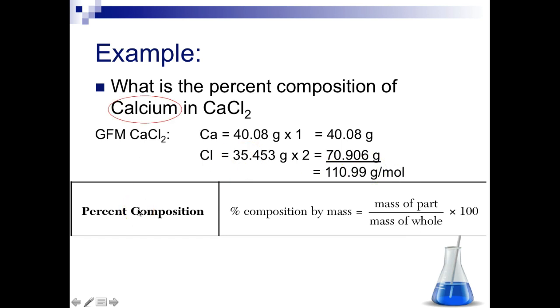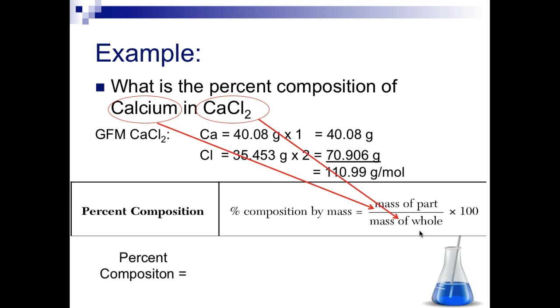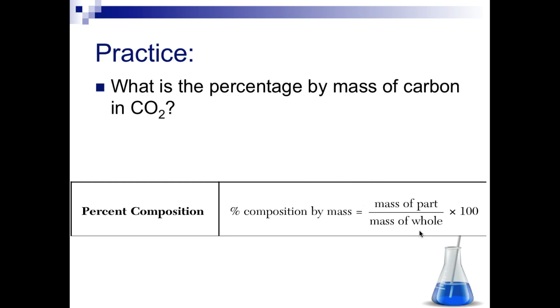Now we're going to plug that into the percent composition formula. So the percent by mass is going to be equal to the mass of the part over the mass of the whole. We need to figure out what the part and the whole is first, though. Calcium in calcium chloride is what we're looking at, so calcium is going to be our part, and calcium chloride is going to be our whole. So our percent composition is going to be equal to 40.08 over 110.99 times 100, and we get 36.11% calcium.